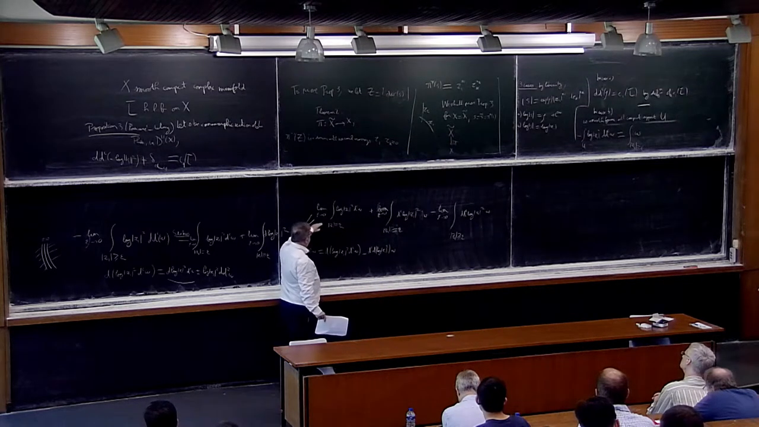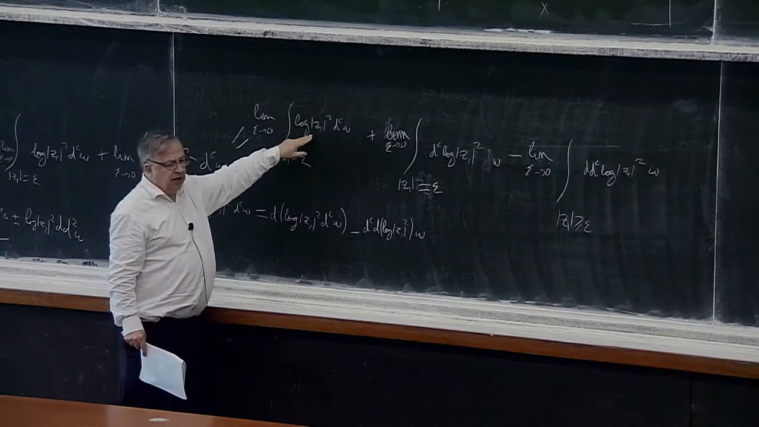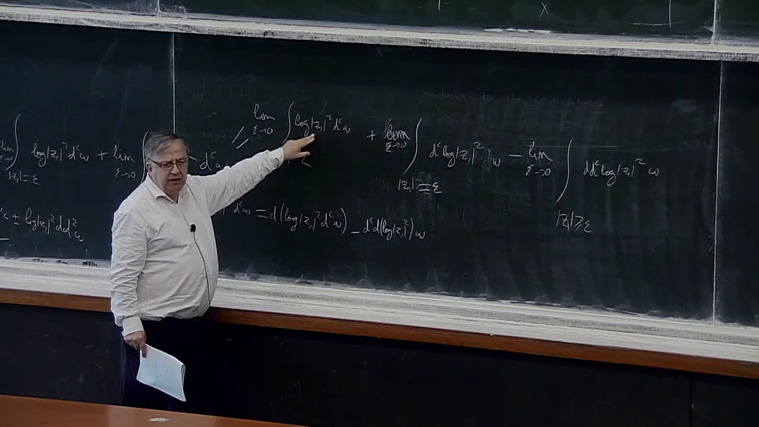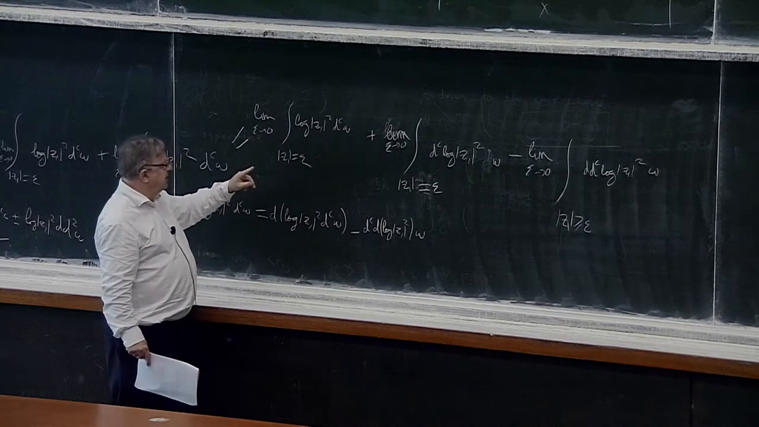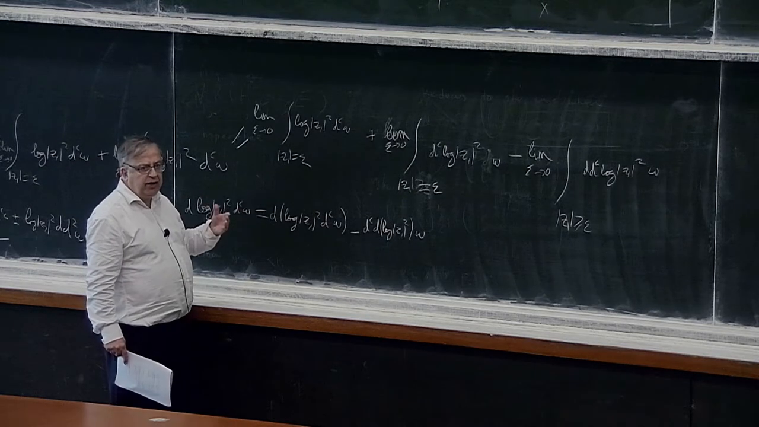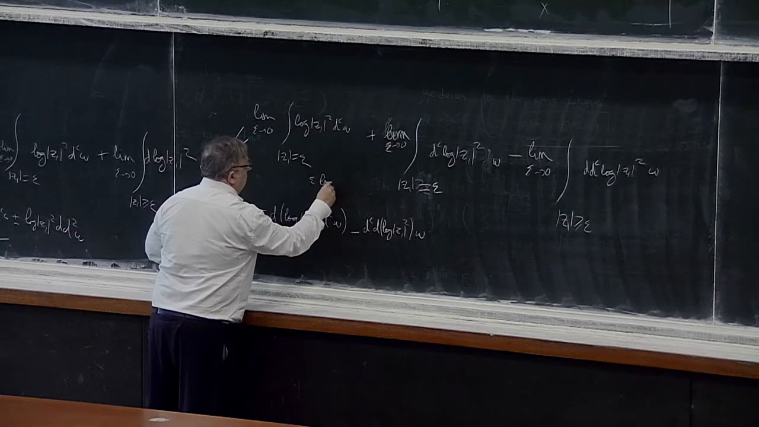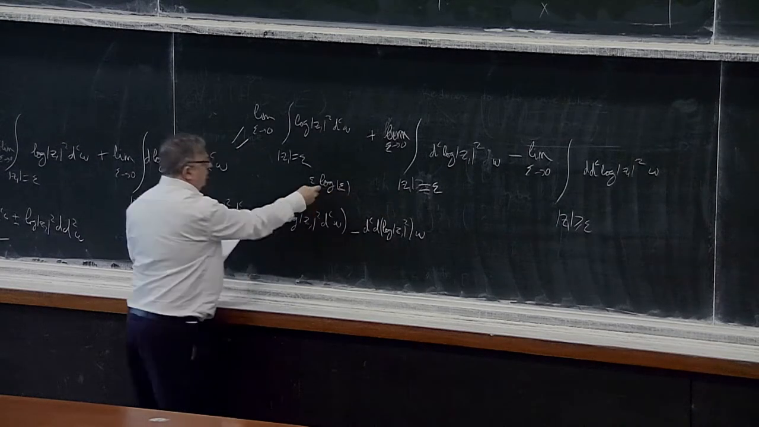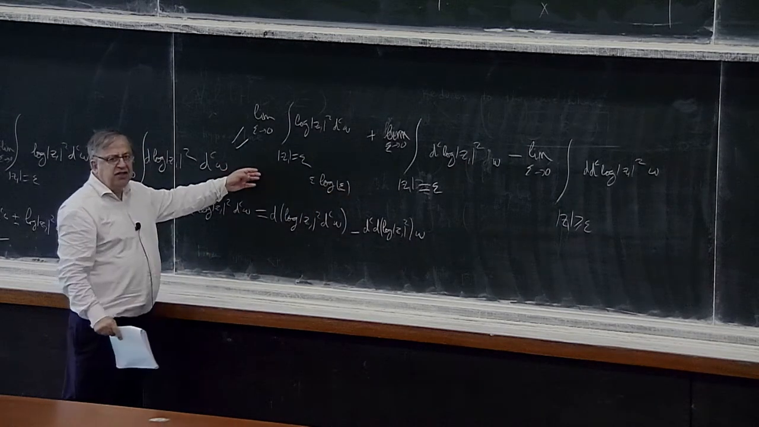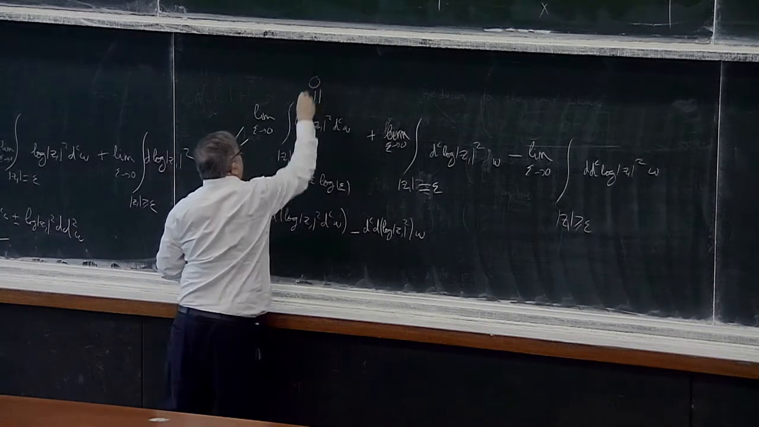So the expression we are computing is this limit plus this limit plus this limit. So let's first look at this limit. z1 has norm epsilon, so we have log epsilon on a circle of radius epsilon. So when we integrate, we get epsilon log epsilon, and then we take epsilon goes to zero, so the integral vanishes. So this limit here is zero.